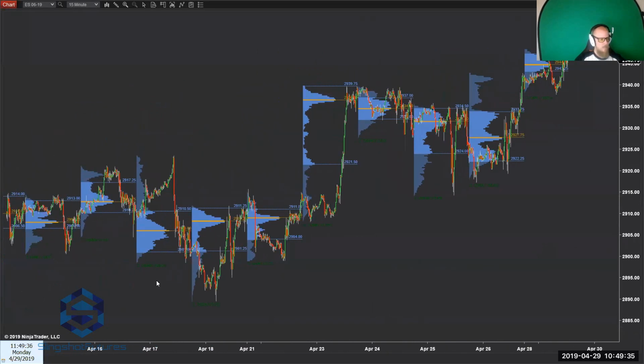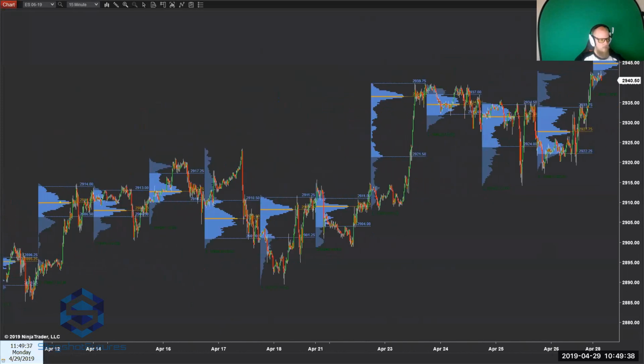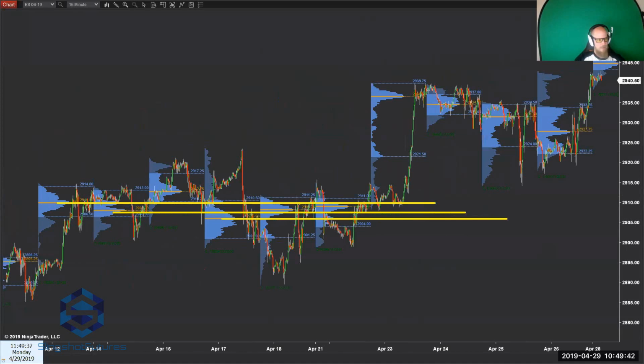So here, if we go backward, if we go back to when the market was in congestion, we had a VPOC here. We had a VPOC here. We had a VPOC there. We had a VPOC there. We had a VPOC there. So what do you think is going to happen when the market pulls back to that 2910 to 2905 area on the S&P? There's a hell of a lot of interest there. I mean, that's a lot of interest.